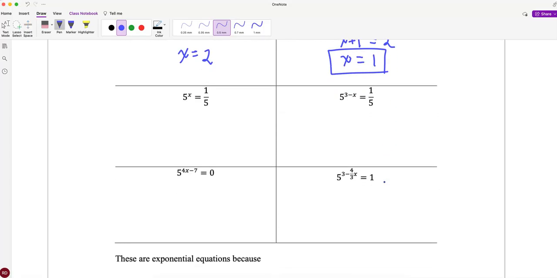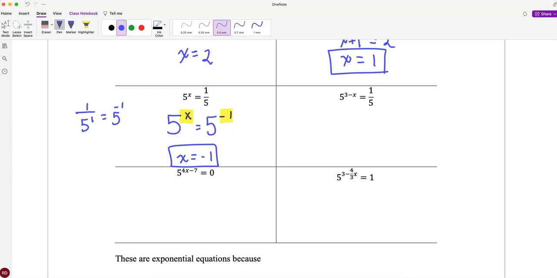5 to the x equals 1/5. Now the strategy here is I want to write both sides as powers of the same number. So on the left, that's 5 to the x. Now, if you keep in mind, 1 over 5 to the 1 is equal to 5 to the negative 1, right? So 5 to the x equals 5 to the negative 1. Well, if this is true, then these exponents have to be equal. So x equals negative 1. So you're going to have to know your negative exponents to be able to solve some of these guys.